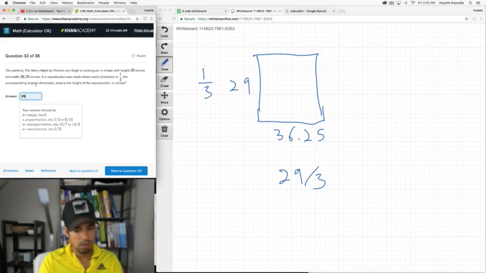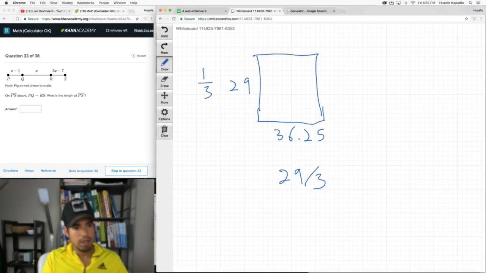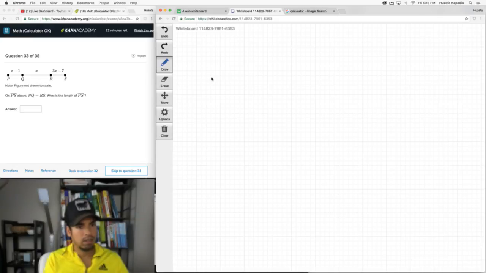Yeah, I'm going with that. Let's see if hopefully that's right. All right, next one is this guy: x minus 1, 3x minus 7. On PS above, PQ equals RS. This means x minus 1 equals 3x minus 7. QR is just, oh no, we want PS, the whole thing.